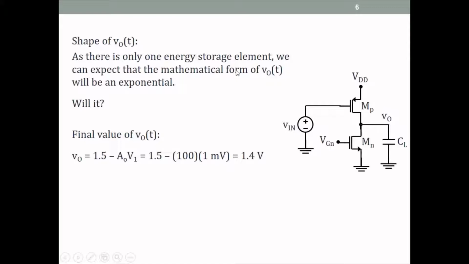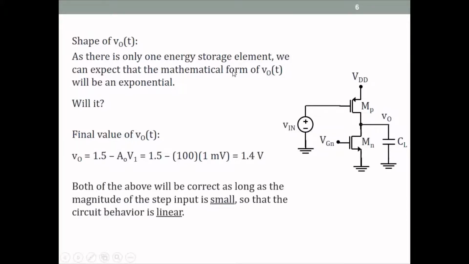And we are saying it is exponential. We'll come back to this when we do the quantitative analysis. Actually, I'm answering this question. As long as this input is small, it is 1 millivolt, then the circuit will behave linearly, and if the circuit behaves linearly, then the mathematical form of VO will be exponential.